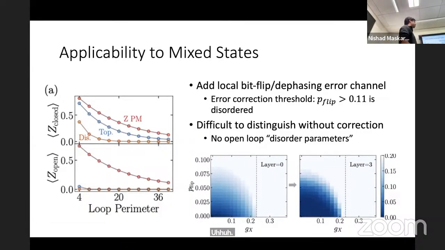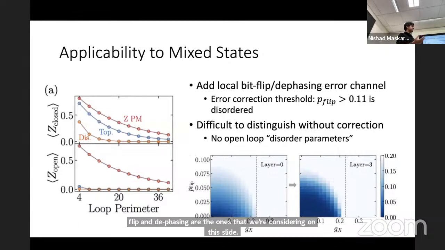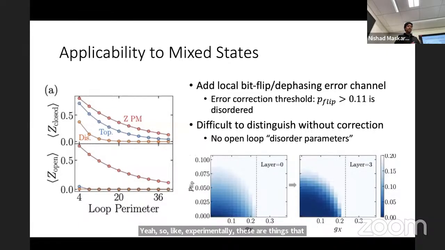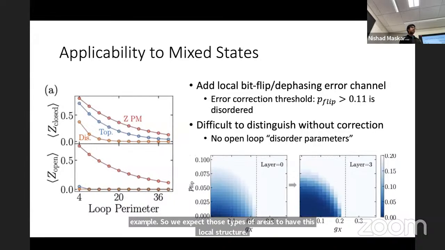Here specifically, we're really thinking about incoherent errors that are local as well. So these local errors, bit flip and dephasing, are the ones that we're considering on this slide. Experimentally, these are things that come from spontaneous emission, for example. So we expect those types of errors to have this local structure, and the reason why this works really relies on that local structure. So these are local errors on this slide, and then we'll talk about finite temperature next.